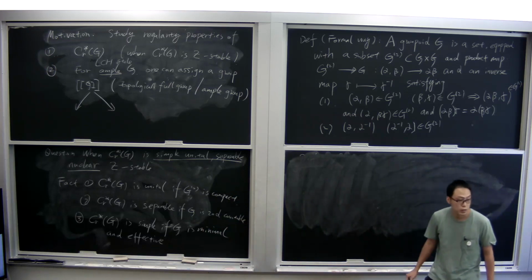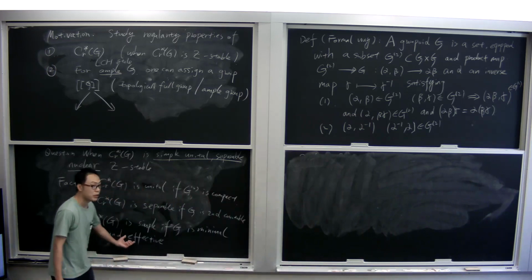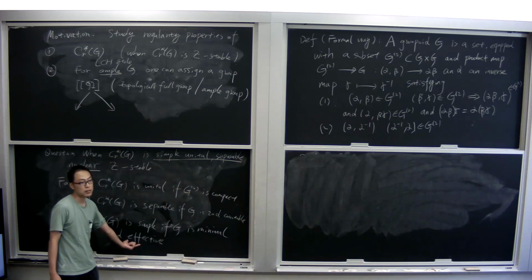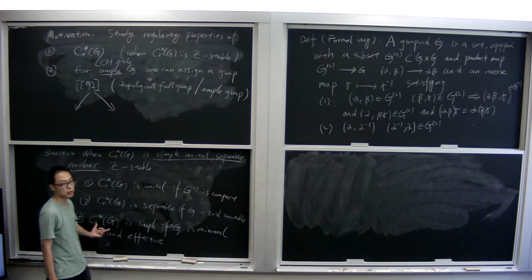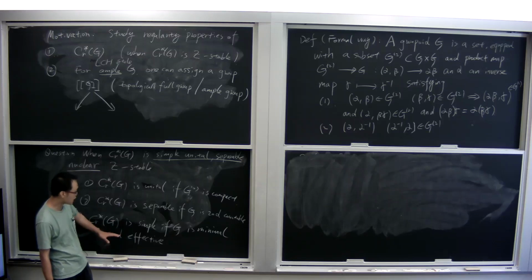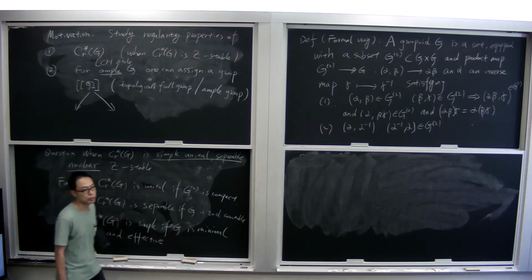For groups, that's a very good question. Groups can never be effective, so there's no freeness. That's why simplicity is a very good question for groups, because you have to find some different ways. But in our case, we only care that your unit space is infinite. It will never be a group case.